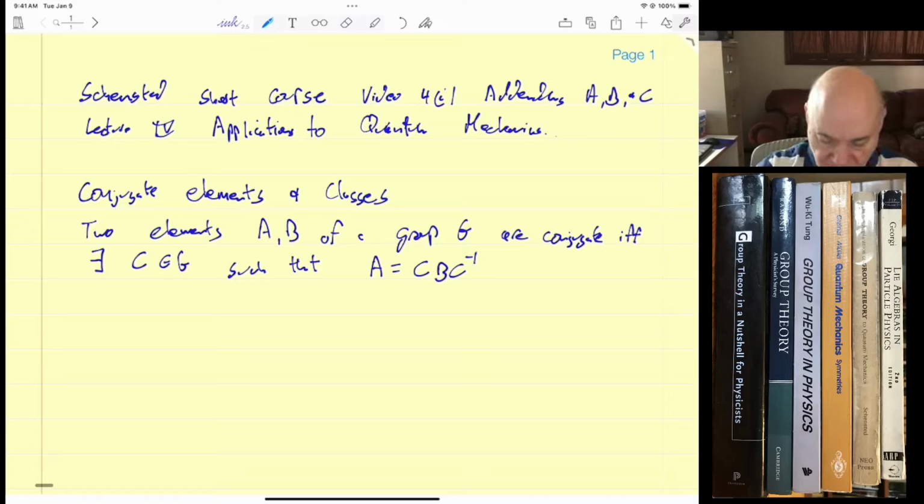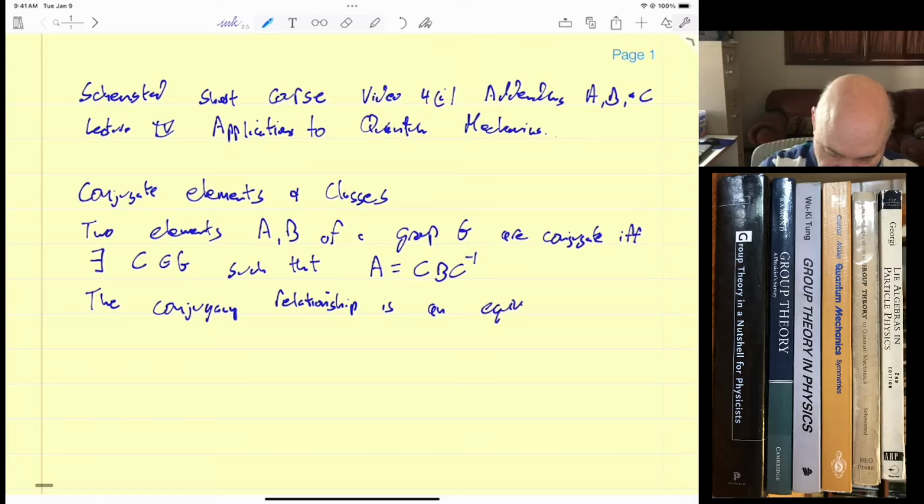And there's a lot of basic properties of this relationship, but the most important thing is that it's very easy to show, and I won't do it, that the conjugacy relationship is an equivalence relation. Those of you who have had any kind of abstract algebra know what an equivalence class is. I'm not going to define it here, and it partitions the group into disjoint conjugacy classes.